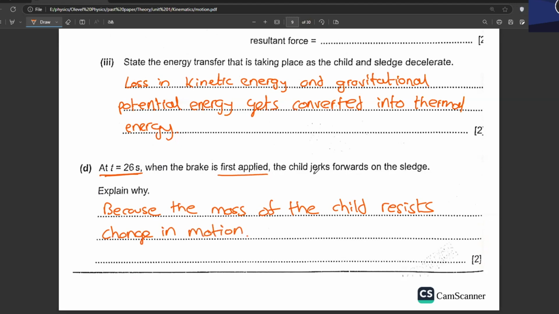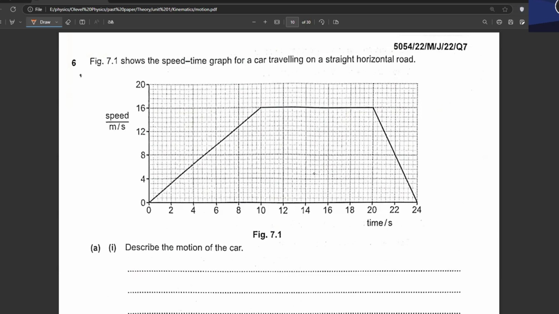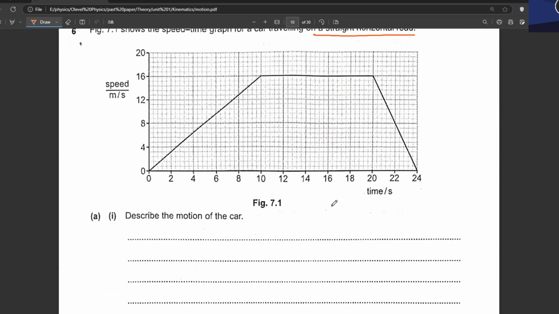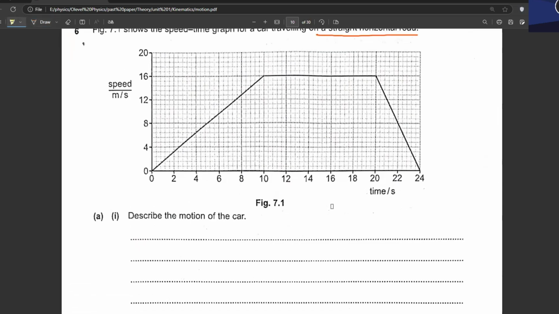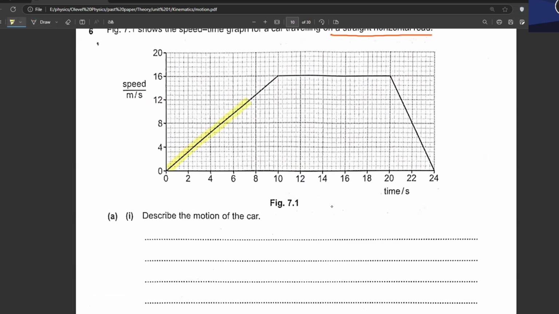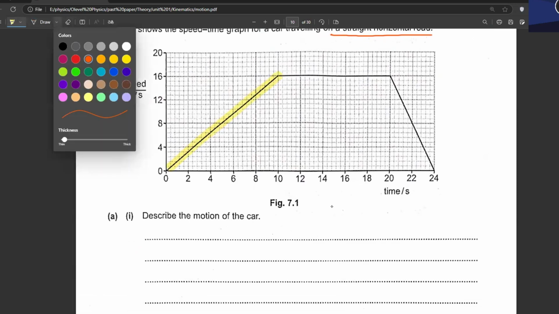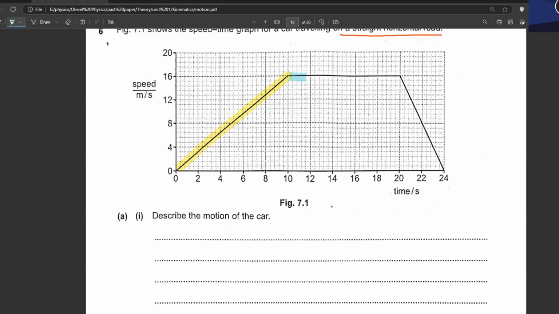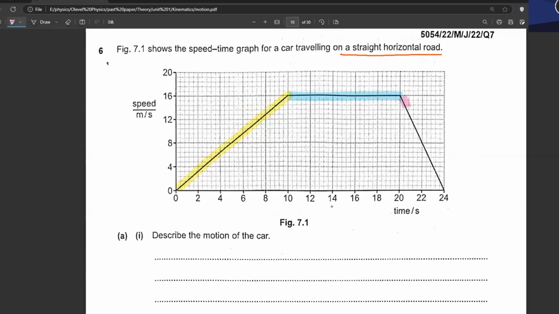Let's move on to the next question. Figure 7.1 shows the speed time graph for a car traveling on a straight horizontal road. Describe the motion of the car, a three marker question. So basically, you have three motions here. First is this line. Second is this line. And the third is this line.